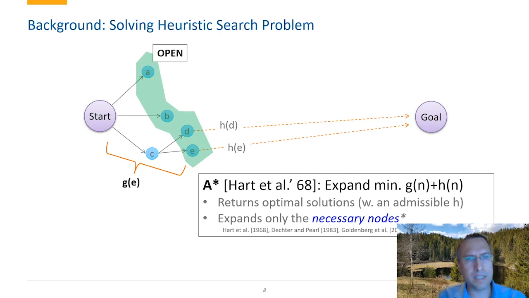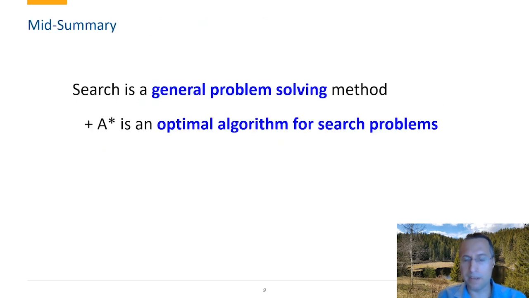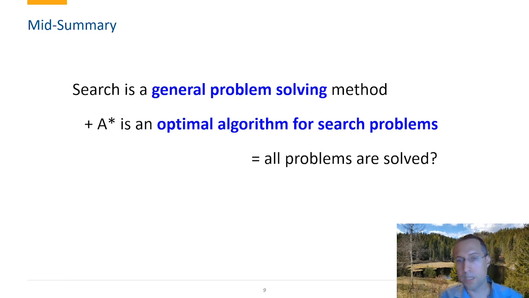This means something very profound. Search is such a general problem-solving method, and A-star is an optimal algorithm to solve search problems. Again, that's not super accurate, but close enough. But what this means is that all problems are solved. Everything can be defined, or many things can be defined, as search problems, and we have the best search algorithms in the world. Not quite.